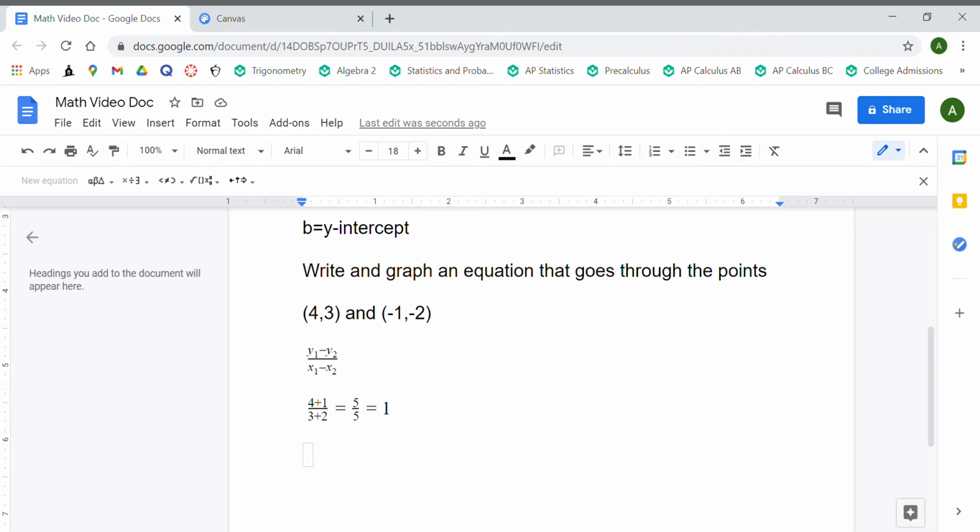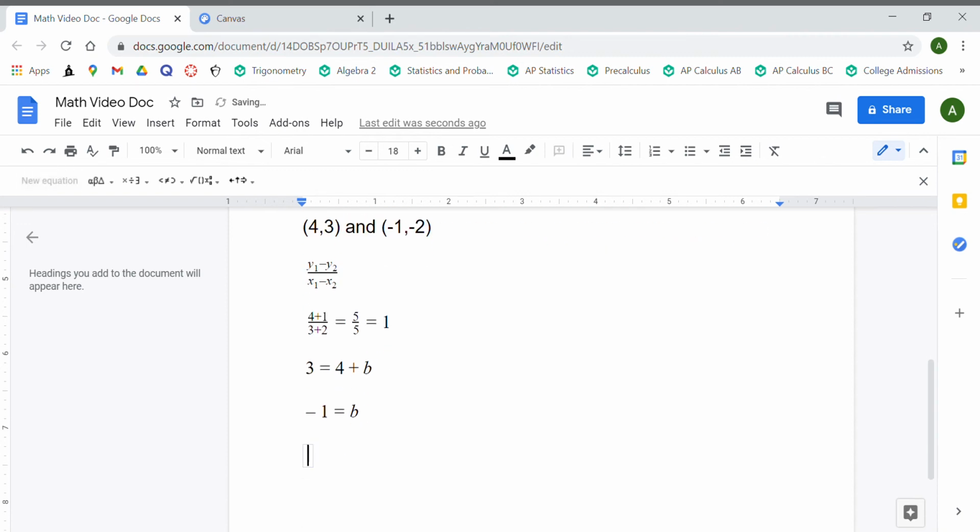Okay, so let's take 4, 3. So 3 equals 1 times 4 plus b. Subtract 4 on both sides, you get -1 equals b. Alright, so not too shabby. And so there you have it, guys. y equals 1x minus 1.